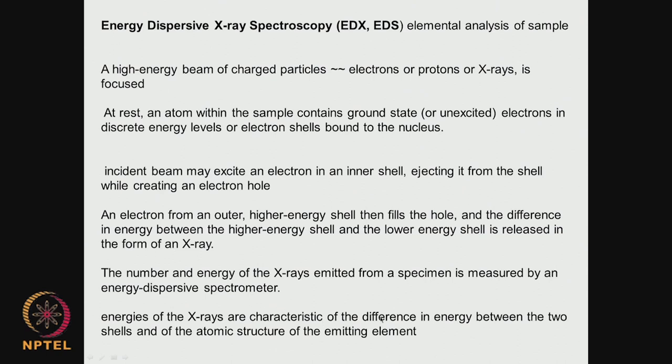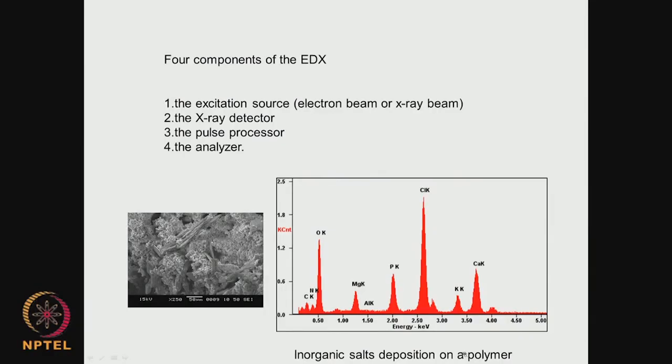So energies of the X-rays are characteristic of the difference in energy between the two shells and the atomic structure of the element present. So from the energy of X-rays that are liberated, one can tell what type of elements are present on the surface. For example, look at this picture. This is an inorganic salt deposition on a polymer. So we are looking at magnesium, phosphorus, calcium, chlorine, potassium, aluminium, carbon and nitrogen, of course.